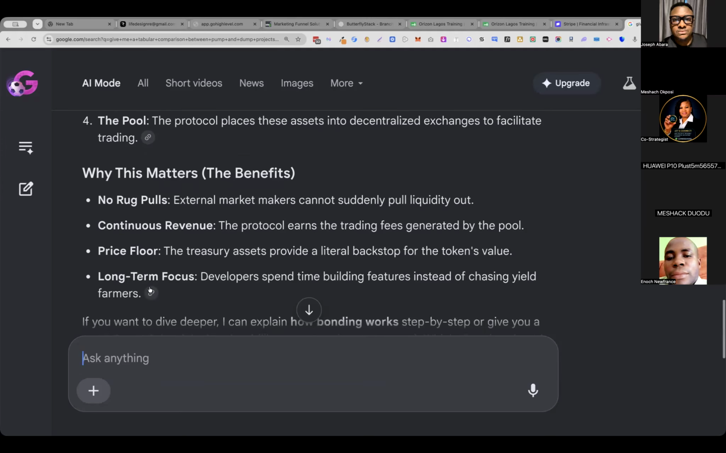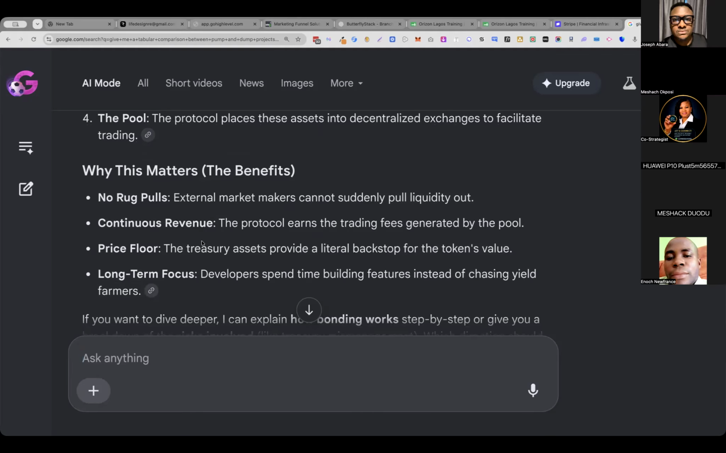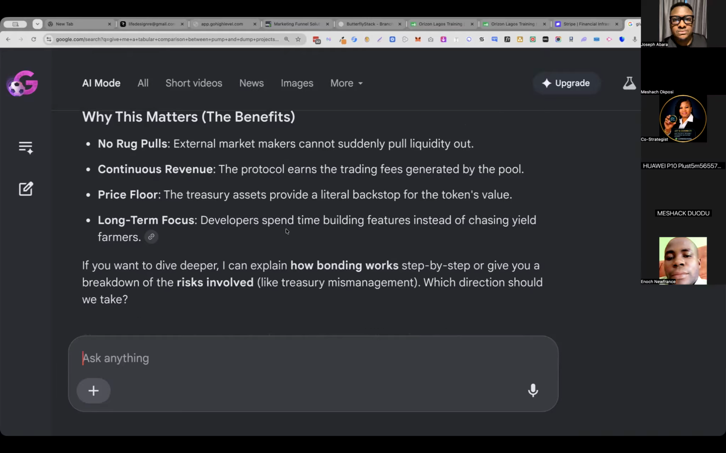Number 3, price floor. The treasury assets provide a literal backstop. Are you listening? Backstop for the token's value. So the price cannot fall below a certain price. Long-term focus. Developers spend time building futures instead of running around looking for yield farmers that will bring their money and put in their projects. This is a complete game changer.